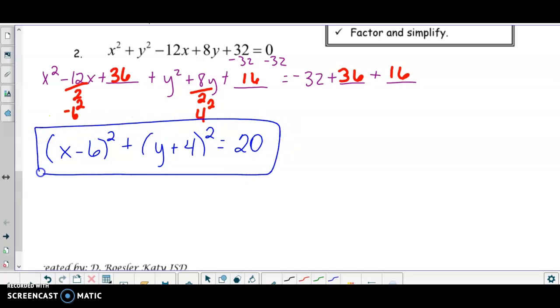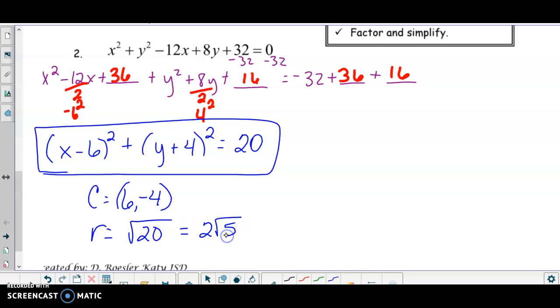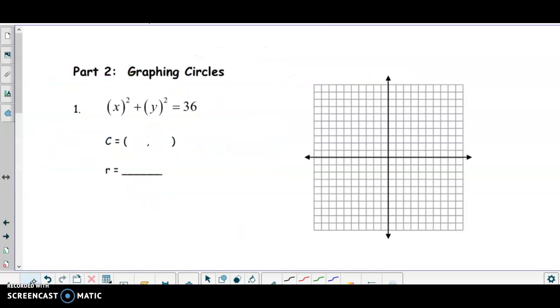And now I'm done. If I wanted to graph this, my center would be at 6, negative 4, and my radius would be the square root of 20, which is 2 square root of 5. And for our purposes to graph that, we would need to change it to a decimal. On our next example, we're going to look at exactly that. So we've talked about how to write the equation. Now we're going to deconstruct the equation and pull out what we need so we can graph it.